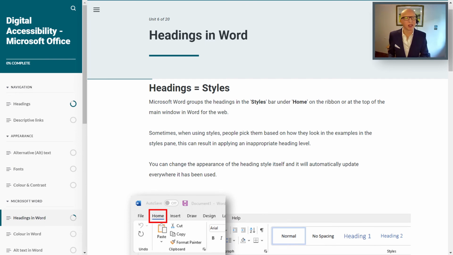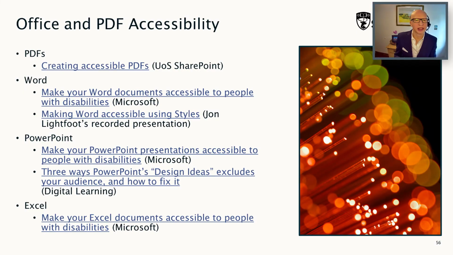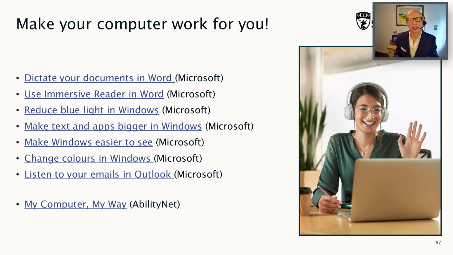And that's a great resource for dipping in and out of to remind yourself of things we've covered today and further ways that you can improve accessibility of the content you create in Office. We've also got more links here. For example, John Lightfoot, our colleague, has a great SharePoint site about creating accessible PDFs. Also, if you do use design ideas, check out my blog post on some of the unhelpful ways design ideas might exclude your audience and how to resolve those issues.